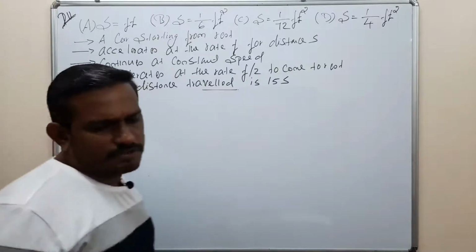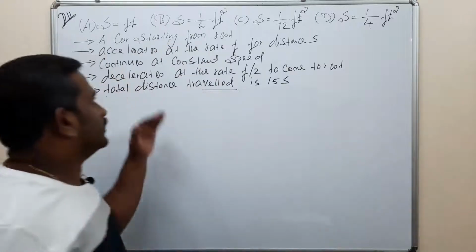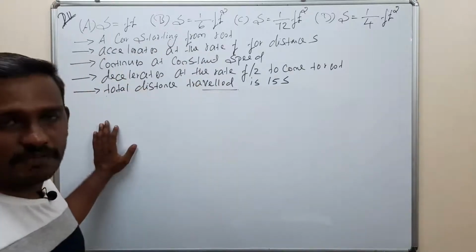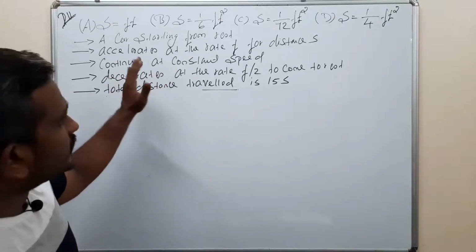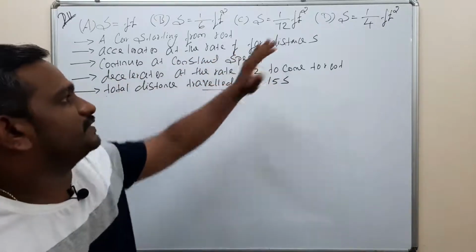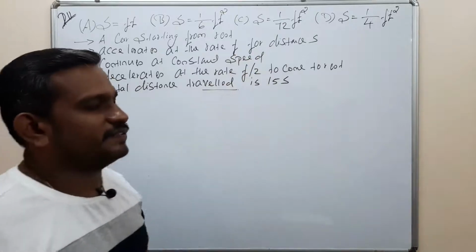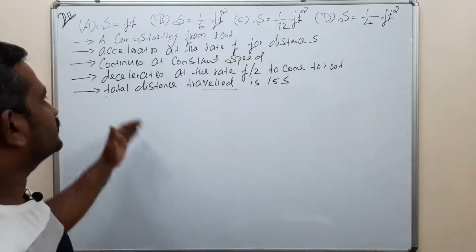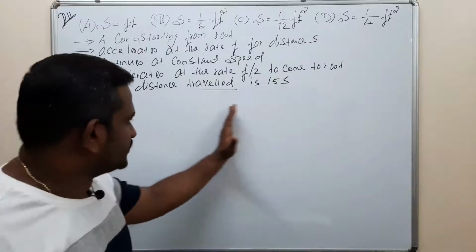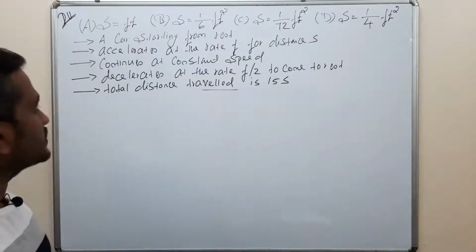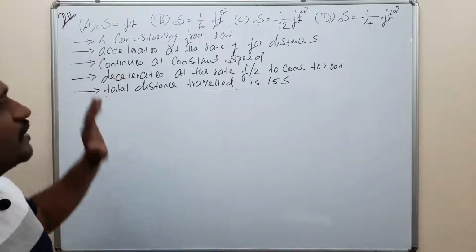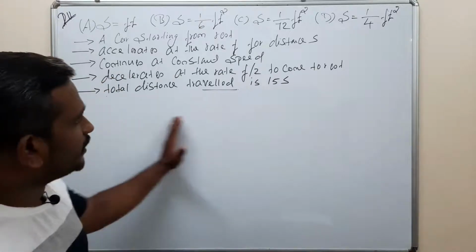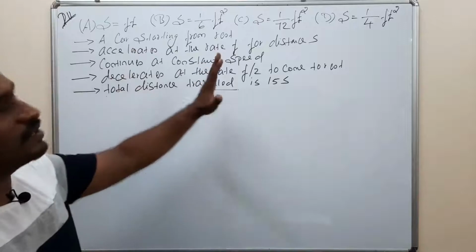So what is given in the question? A car starting from rest, that is, the initial velocity of the car is 0, and it moves with a constant acceleration f for a distance s. After that it attains a constant speed, and after a particular time interval the car moves with a constant speed.